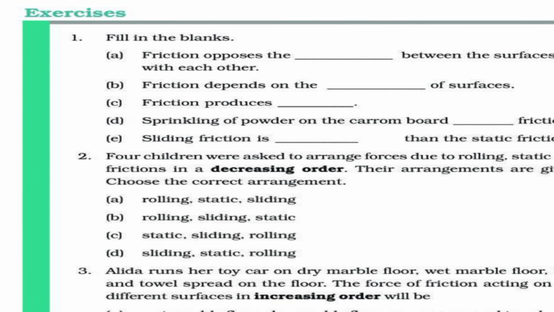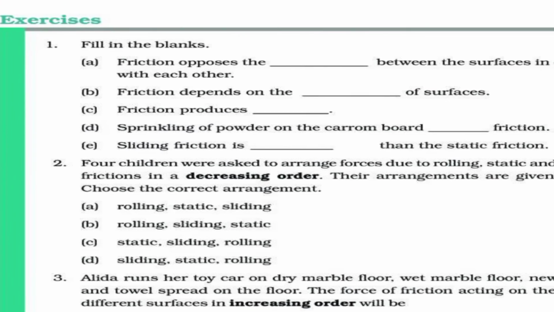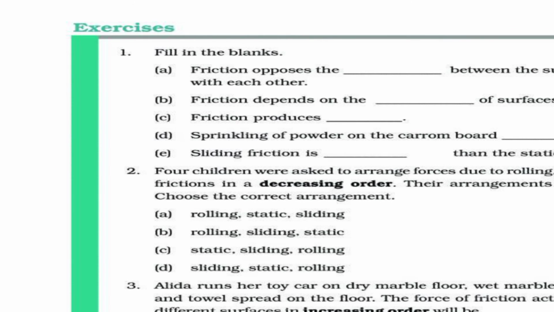fill in the blanks. Then, four children were asked to arrange forces due to rolling, static and sliding friction in a decreasing order. Decreasing means from bigger to smaller. This arrangement is given below. Choose the correct arrangement. So the first one is static always. Static, sliding and rolling is the answer for this decreasing order of types of friction.